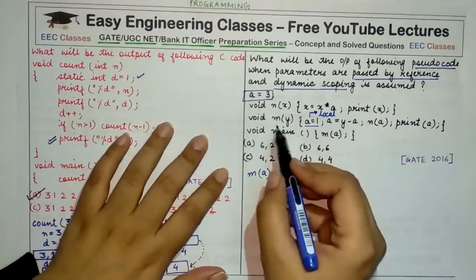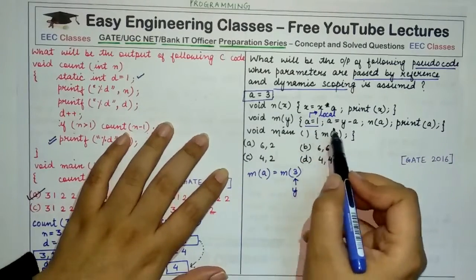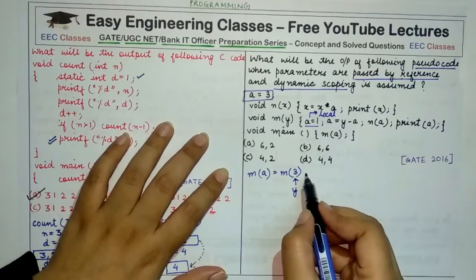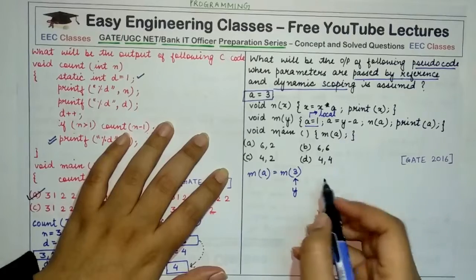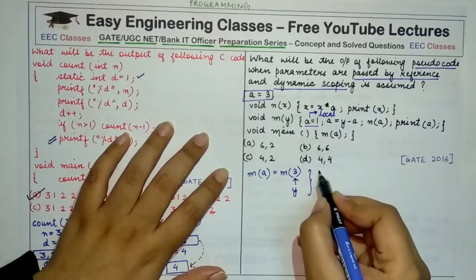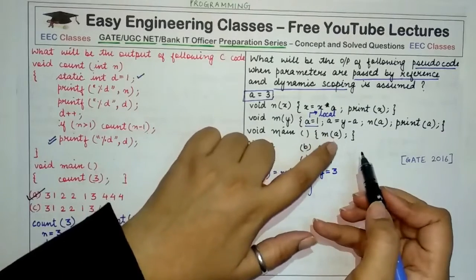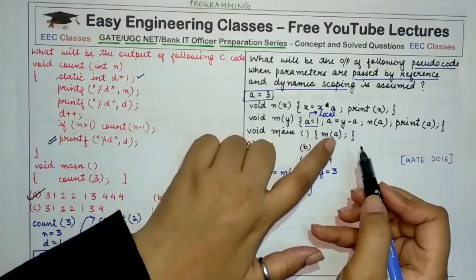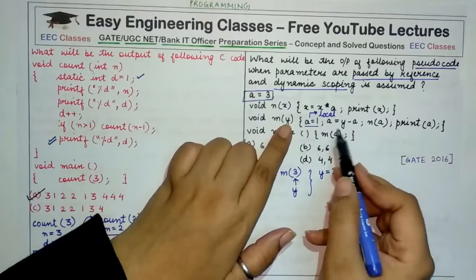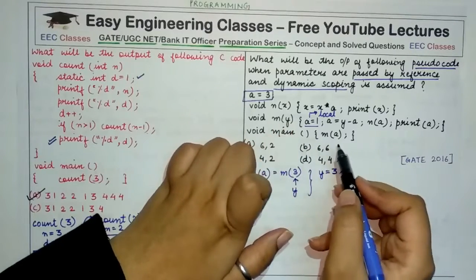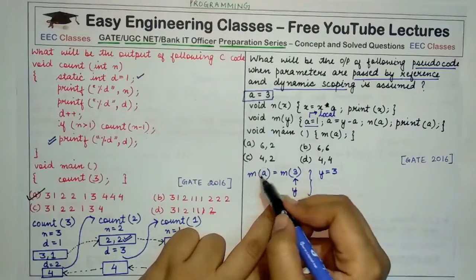Okay, so the m function defines a local variable, and now further inside m the value of a is being changed to y minus a. So here I'll write it down, y is equal to 3, which has been passed, and since this value a is being passed by reference, if any modifications are made, this would be reflected back. Okay, so y is equal to 3.